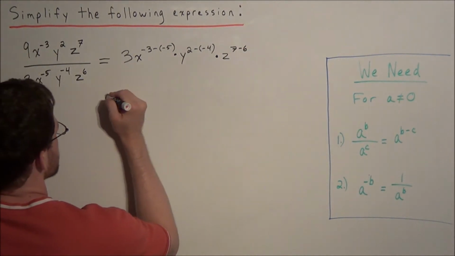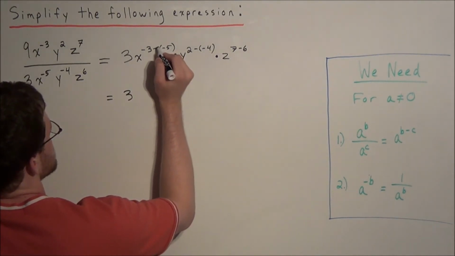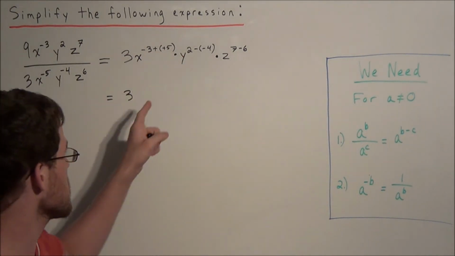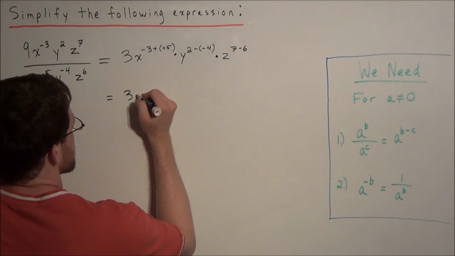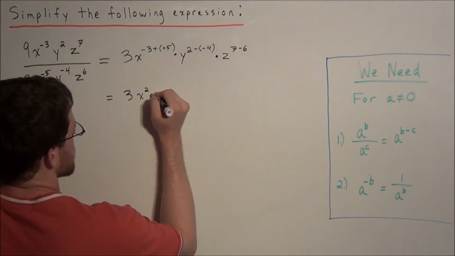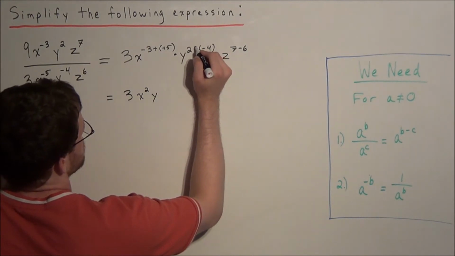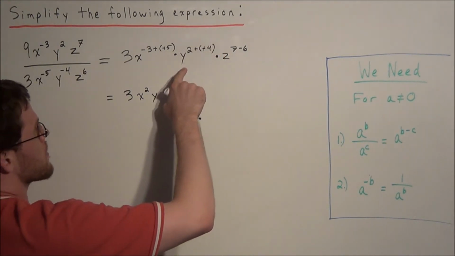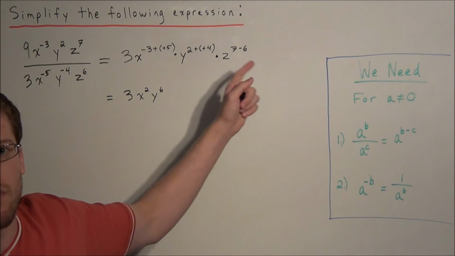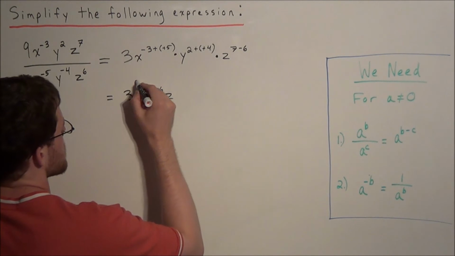So this simplifies. We have 3 times x to the, well, we have negative 3 minus negative 5. So these 2 minus signs will turn into addition. Now we have negative 3 plus 5 is a positive 2. So we have 3x to the positive 2, or 3x squared. And now times y to the 2 minus negative 4. Well, 2 minus negative 4 turns into 2 plus 4 because we're subtracting a negative number. And now we have y to the 2 plus 4, or y to the 6th power. And then finally z to the 7 minus 6. 7 minus 6 is 1, so we have z to the 1st power, or simply z.